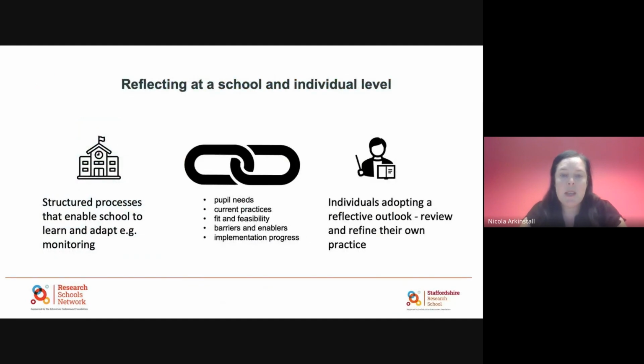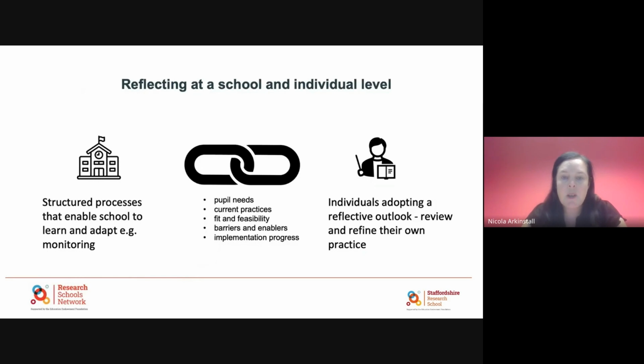And with this one, it's about, in your subject, have you got some structured processes that enable you in your subject to learn and adapt? So do you know what your pupil needs are in your subject area? What are those current practices that are going on in your subject? What's the fit and feasibility of any changes you are trying to make in your subject? What are those barriers? What are those enablers? So what really helps to make those developments in your subject area, and also checking on that implementation progress of those areas you've asked them to change.